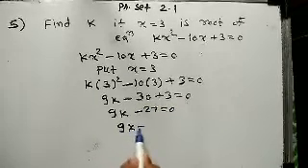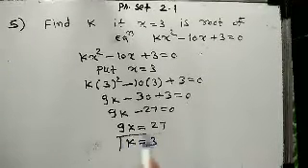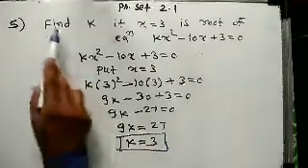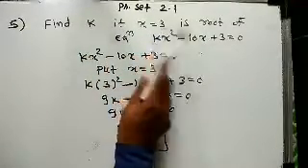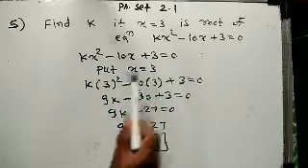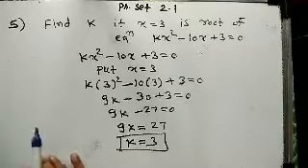Therefore 9k is equal to 27 and k is equal to 3. Here the value of k is 3. We were asked to find k if x is equal to 3 is a root of this equation. Therefore we put x is equal to 3 in this equation and we get the value of k is equal to 3. This is the fifth problem.